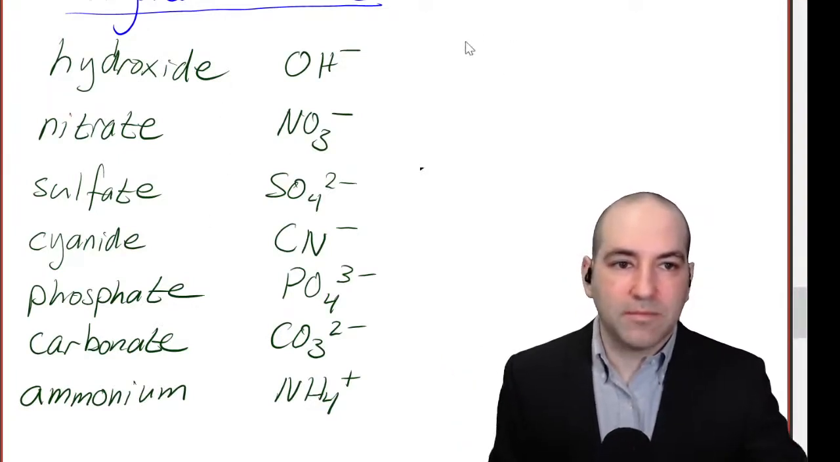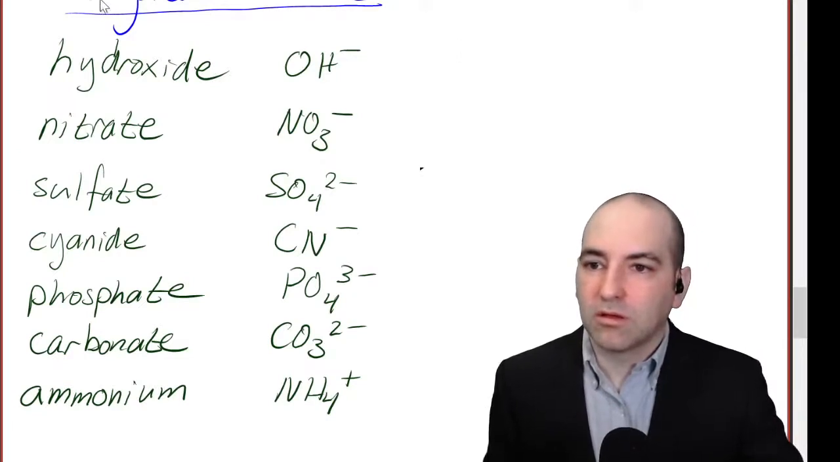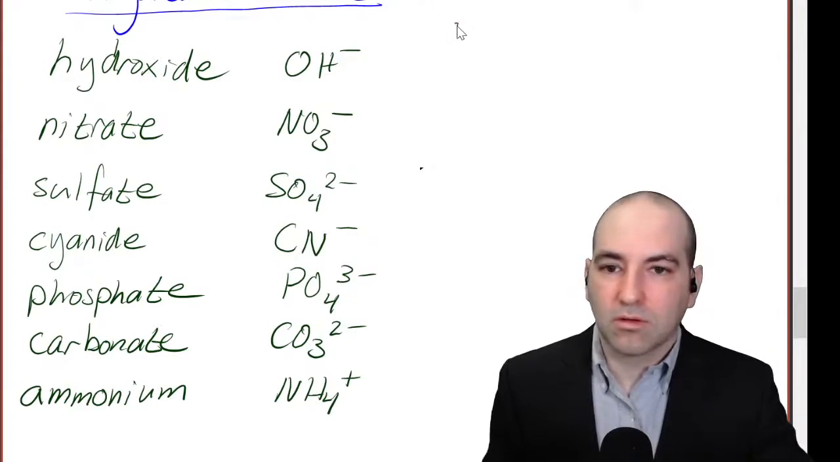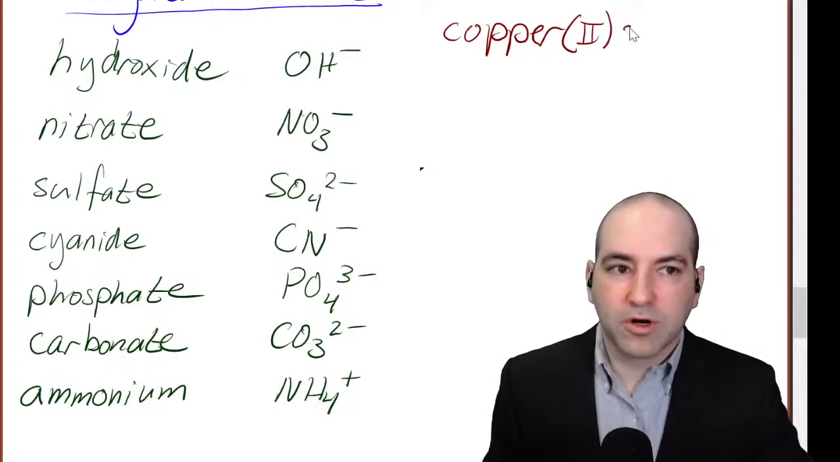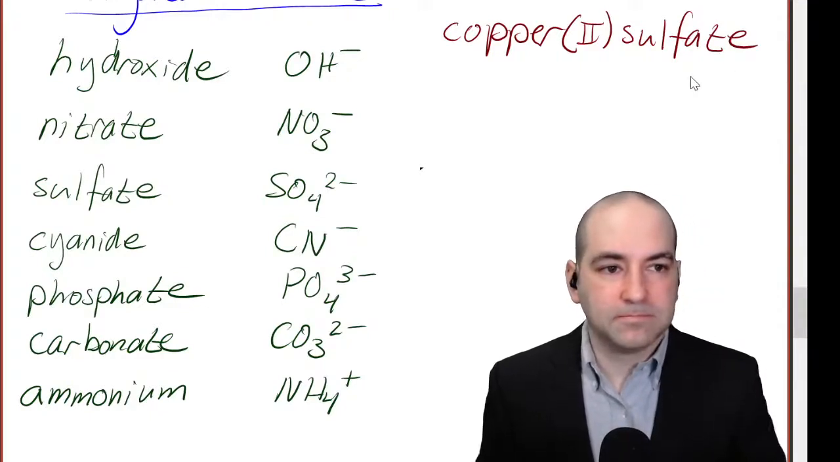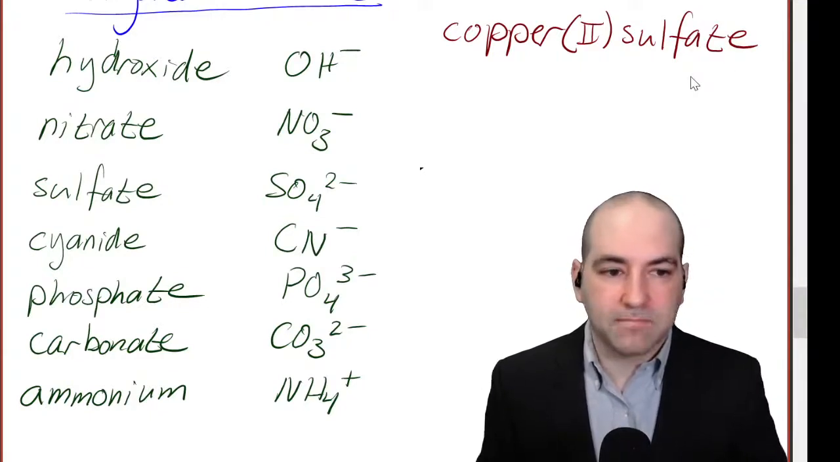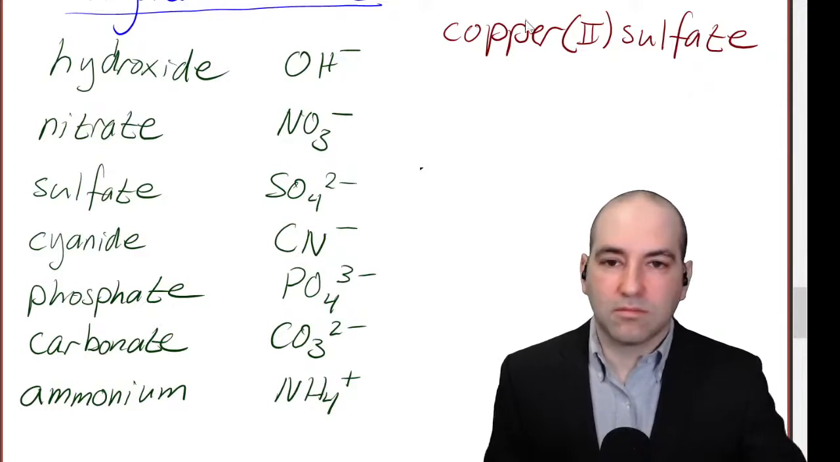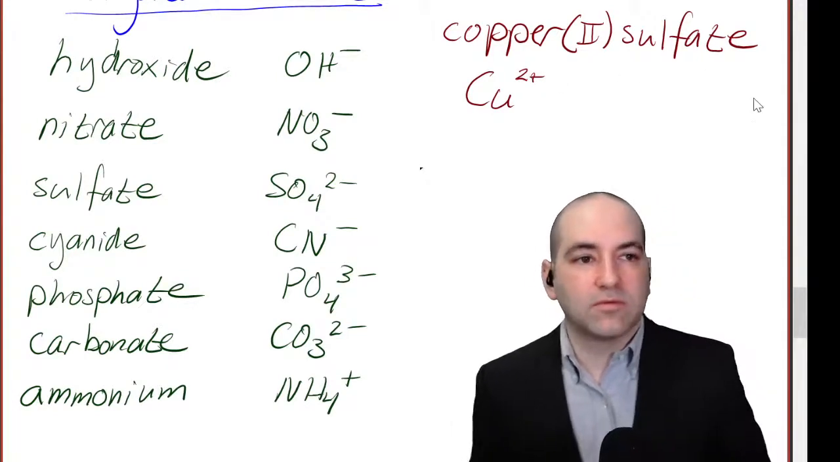All right, so for example, let's say we have copper(II) sulfate, and we want to write the formula of that. So we start with the same procedure that we've been using. We're going to find the symbols. We know copper is Cu, and we know now from this 2 that it's going to be +2. And then the tricky part comes with sulfate.